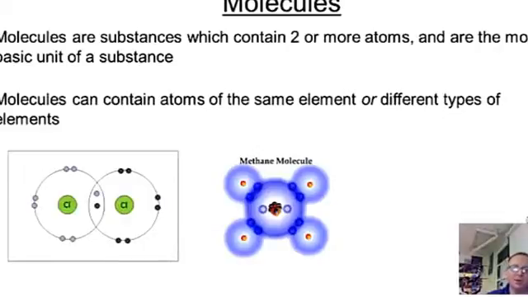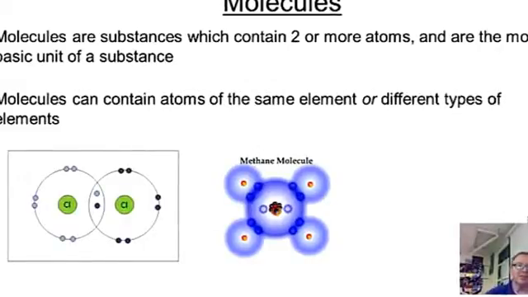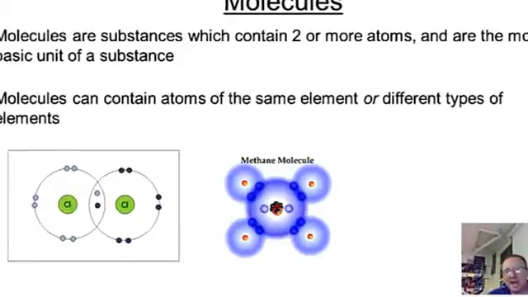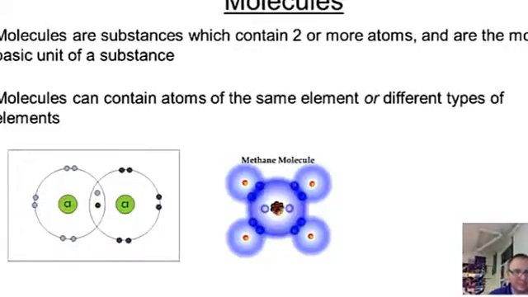Now molecules. A molecule is the basic unit of a substance. We can easily define a molecule as a substance which will contain 2 or more atoms. They're the most basic unit of a substance. We can't have a substance and subdivide it any further and still call it a molecule of that substance.